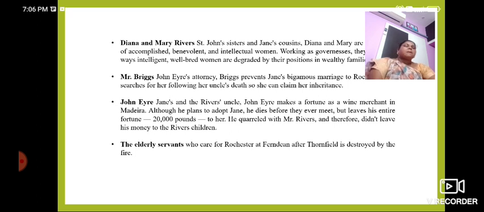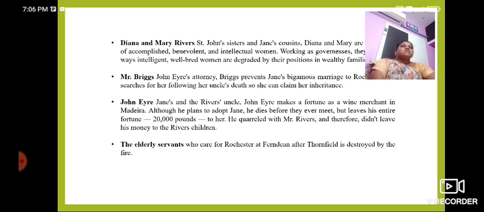Next character is Mr. Briggs, John Eyre's attorney. Briggs prevents Jane's bigamous marriage to Rochester and searches for her following her uncle's death so she can claim her inheritance. Then John Eyre, Jane's and the Rivers' uncle. John Eyre makes a fortune as a wine merchant in Madeira. Although he plans to adopt Jane, he dies before they ever meet, but leaves his entire fortune, 20,000 pounds, to her. He quarreled with Mr. Rivers and therefore didn't leave his money to the Rivers children.